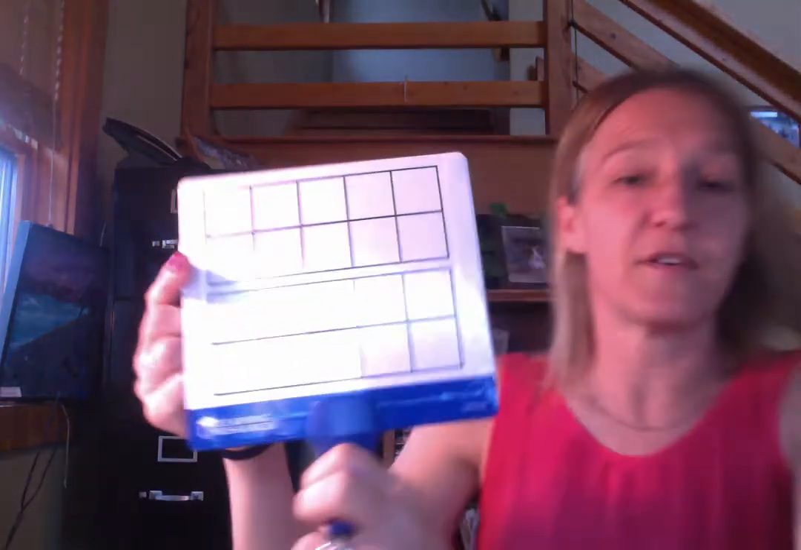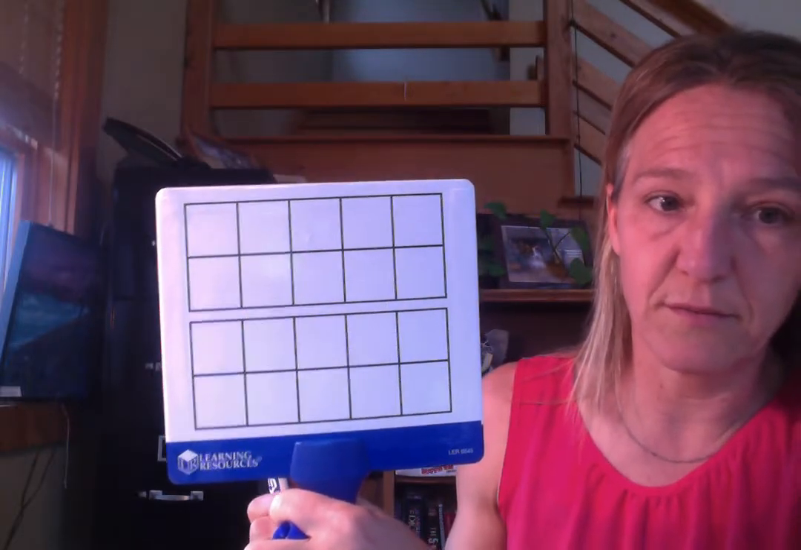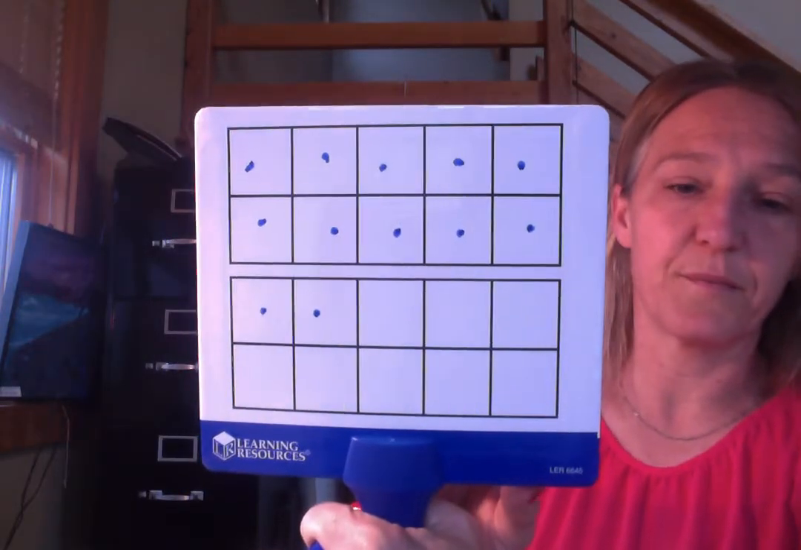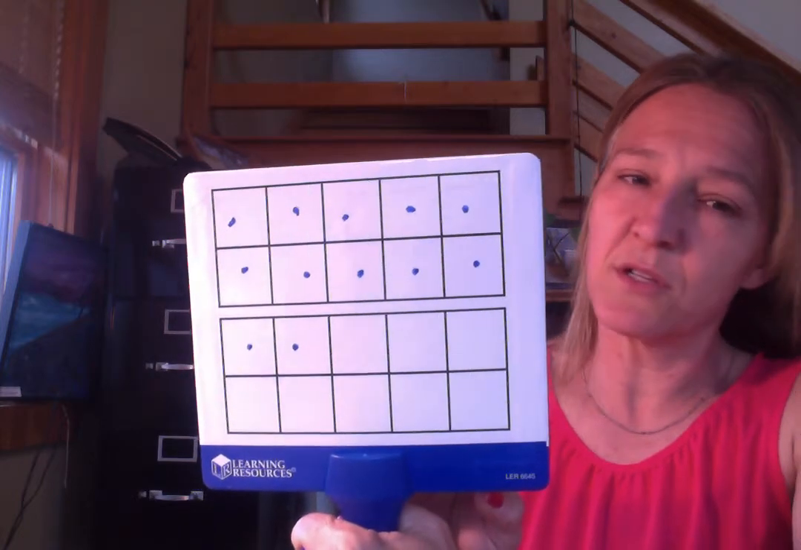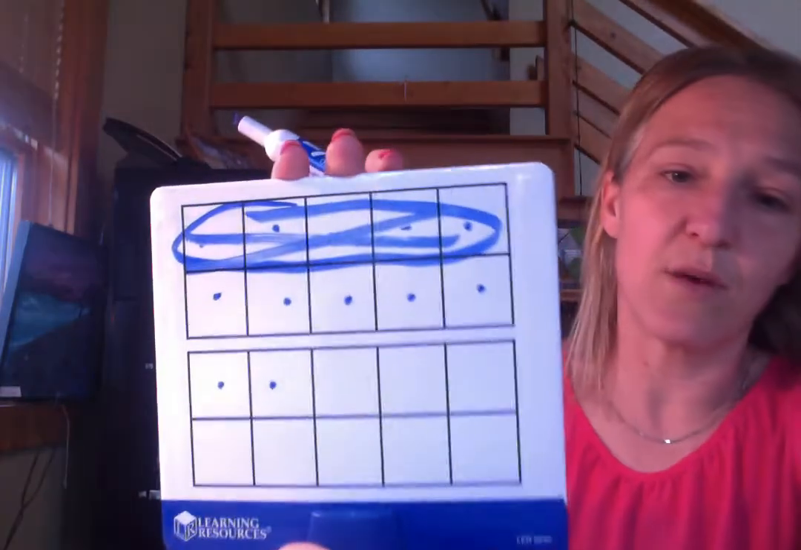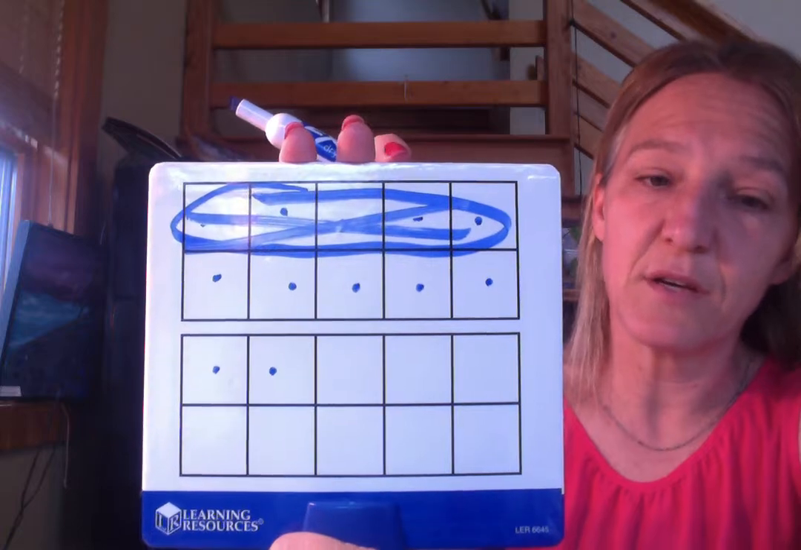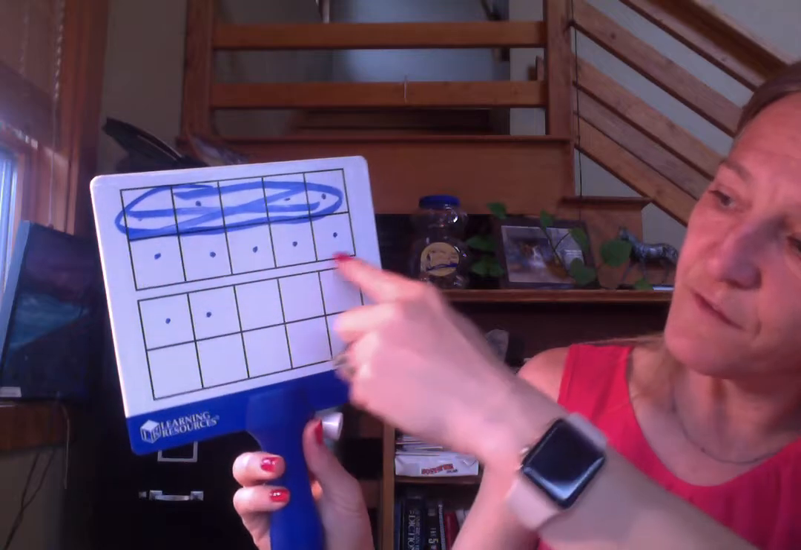I have a double 10 frame. Okay, what does it look like to have 12 in here? You're right, 10 and 2. So let me quickly make 12. So if she took 5 away, I'm just going to do it this easiest way that I know how. I know that 1 whole row is 5. So what's left? Do you see 7 left? Did you see it as 5 and 2?